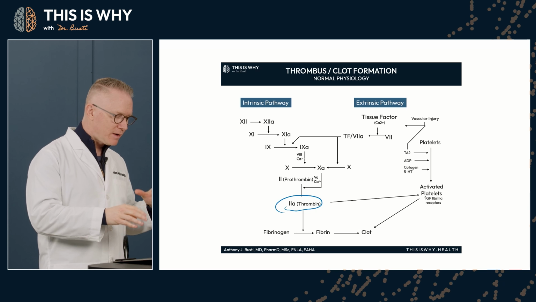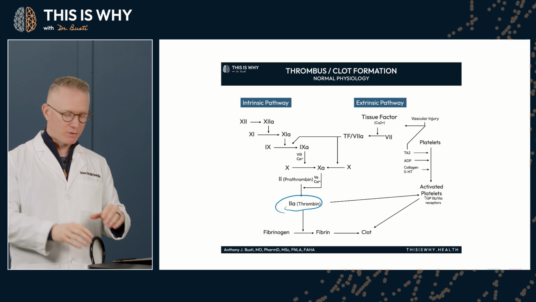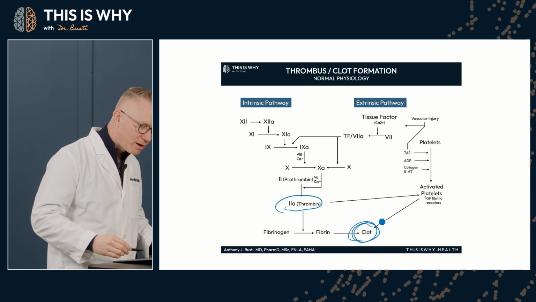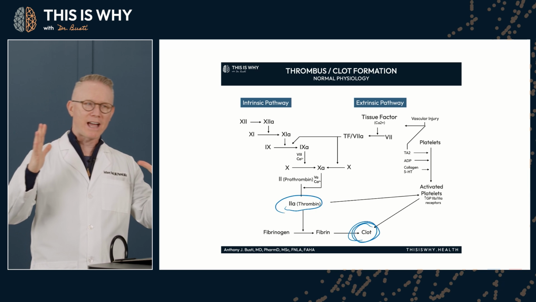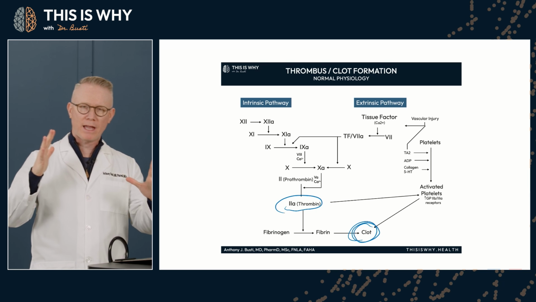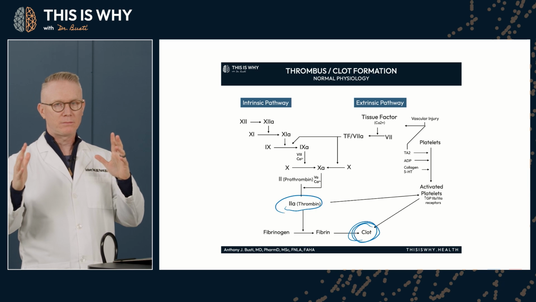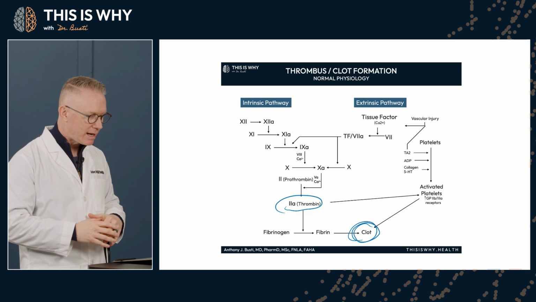But you see it forms fibrin monomers that help to form that clot or thrombus. So the composition of that has to do with which side of this diagram is predominantly playing the role. But you need to realize that both are involved. Both are involved, okay? And that's huge.